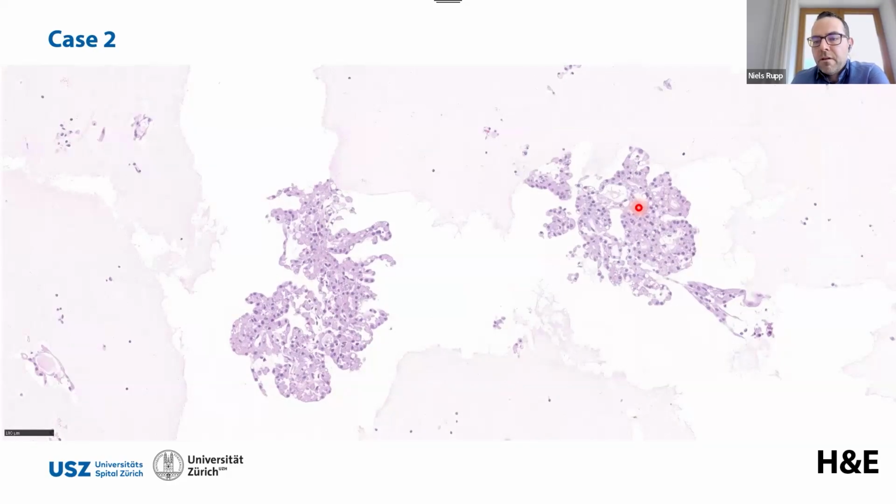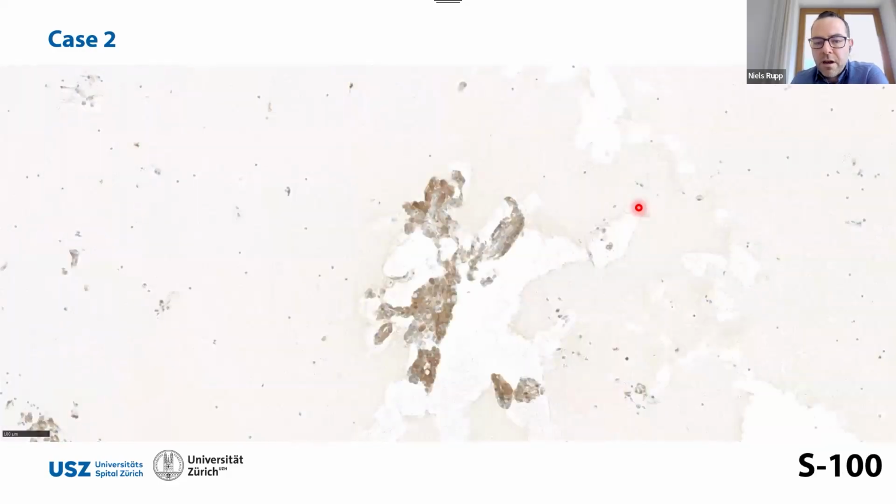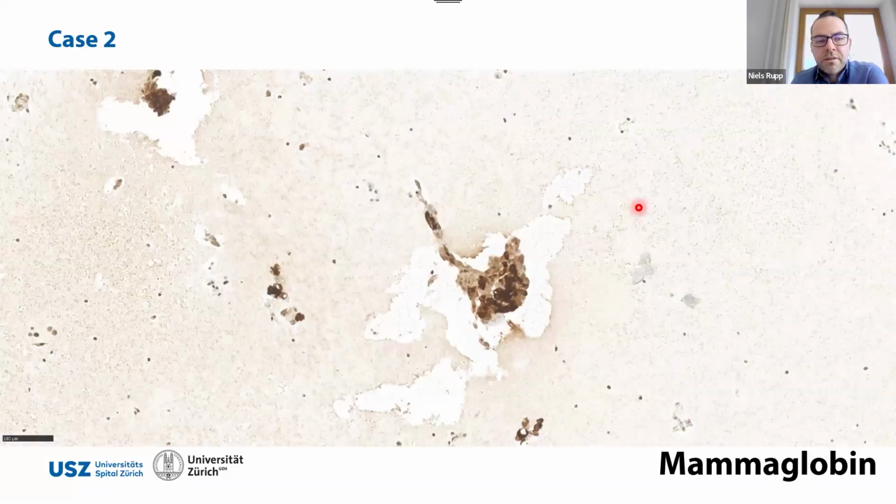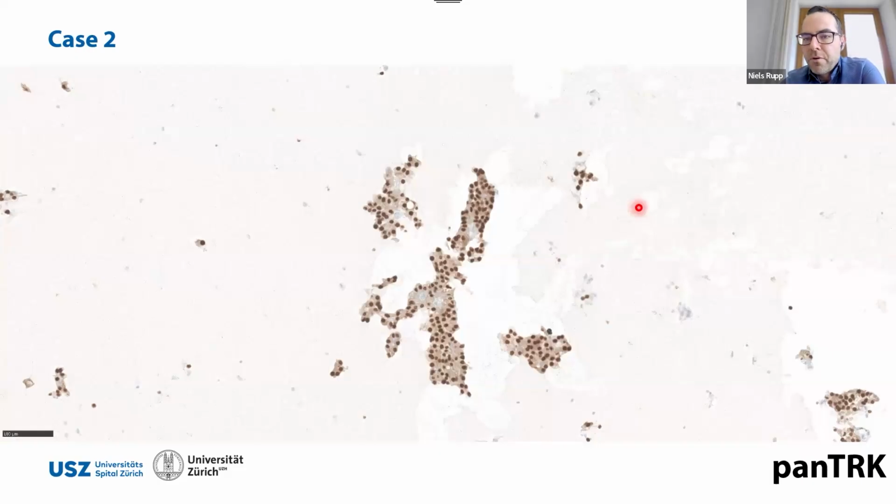So we did some additional immunos. Here's the S100, which was quite positive here. And also the mammaglobin was nicely positive in the cell block specimen, as you can see here. And here's the most important and diagnostic marker, the pan-Trk immunohistochemistry, which is nicely and strongly positive in a nuclear manner. And this is important as the pan-Trk immunohistochemistry or NTRK immunohistochemistry can often be positive also in other fusion-driven tumors, also if the tumors do not harbor an NTRK fusion.